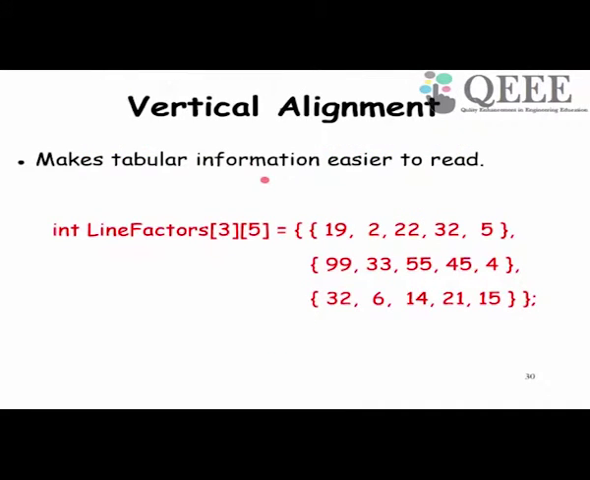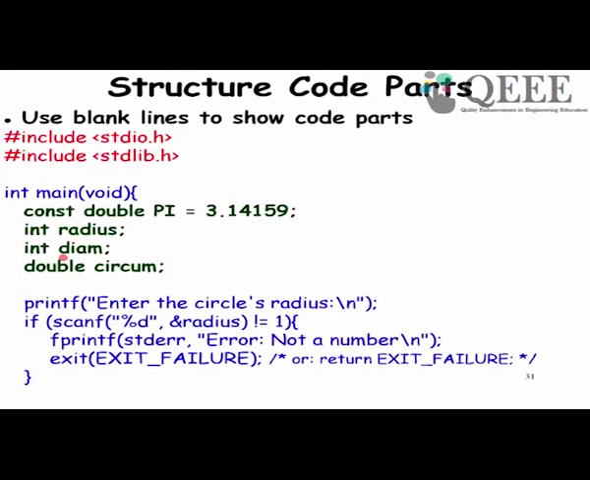Even when we write tabular information, like initializing a two-dimensional array, if we align it like a table, it becomes easier to understand. There are five columns written here, and three rows written here. That becomes easier to understand in how the line factors array is laid out. Also, if the code has many parts, for example, a declaration part, an initialization part, then a file handling part, and so on, it's a good idea to give spaces between the different parts. It helps understanding the code.